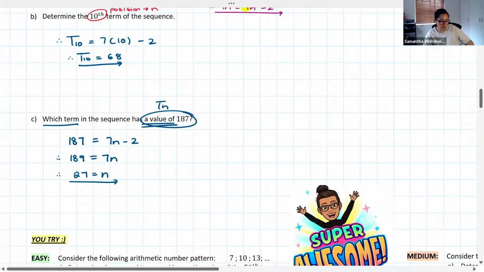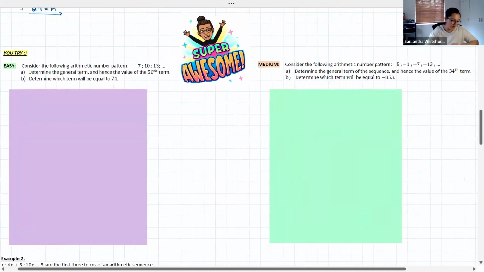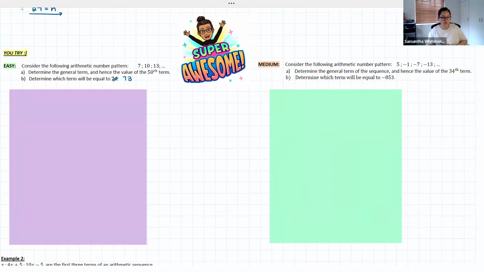Right, so you are going to get two examples here. There's just a little mistake that I need to fix in the easy example. I don't know how many of you are going to do the easy example, but that should say 73, not 74. I do apologize.